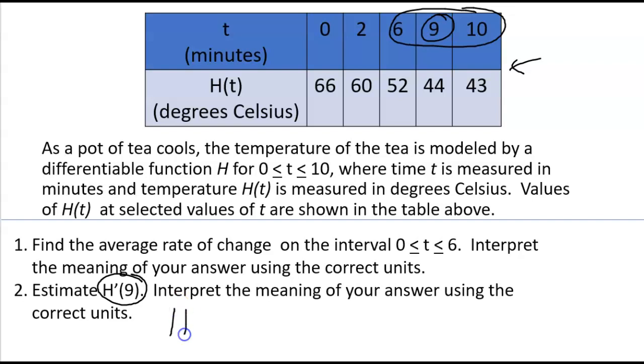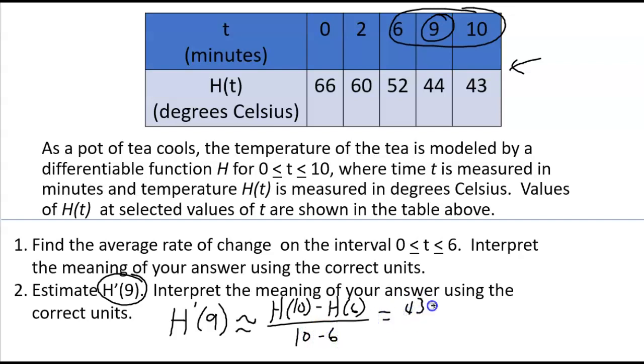So I can say that H prime of 9 is approximately equal to H of 10 minus H of 6 over 10 minus 6. And H of 10 is 43. H of 6 is 52. And 43 take away 52 is negative 9.